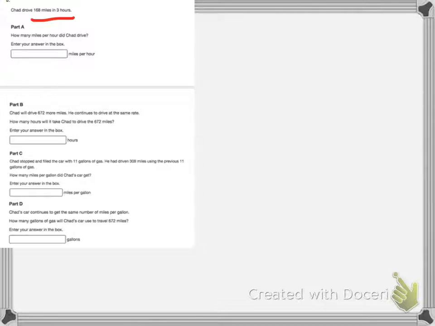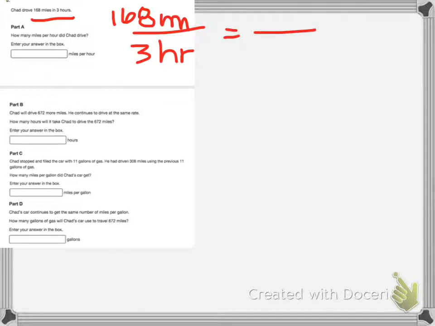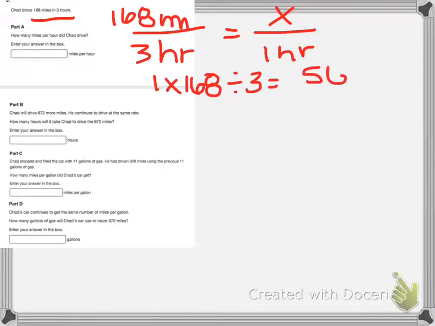So we know Chad drove 168 miles in 3 hours. How far could he drive per hour, which means 1 hour? If we solve this, we would do 1 times 168 divided by 3, and again, calculator section, you would get the answer of 56 miles per hour.